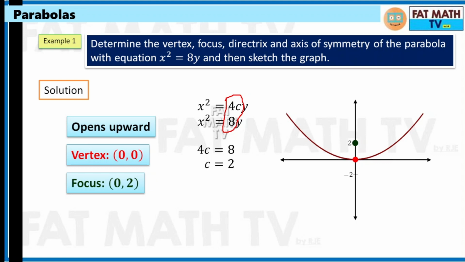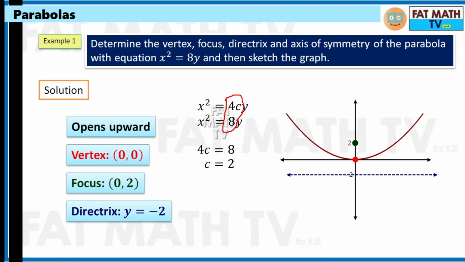And the directrix is 2 units downward, 2 units below 0, 0. So that's passing through negative 2 here. And the directrix is a line, so you have to give the equation of the line. So the horizontal line, y equals negative 2, is the directrix. So the directrix is a line, so the equation of the line is y equals negative 2.